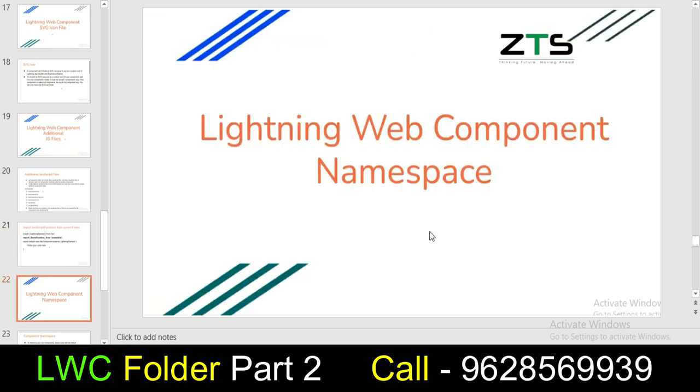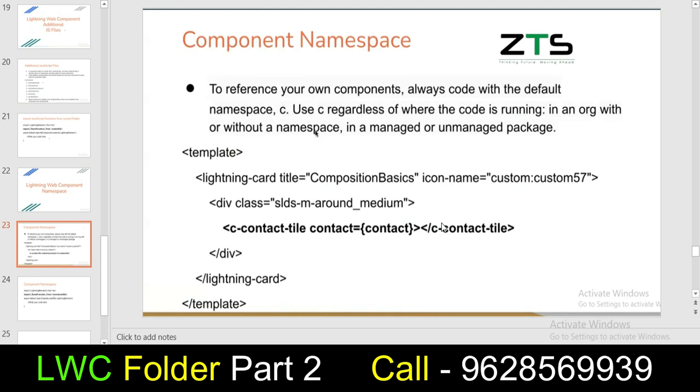Next one is lightning web component namespace. Use a component namespace to reference your own components. Always code with the default namespace, c. C is always the default namespace. Use c regardless of where the code is running, in an org with or without a namespace, in a managed or unmanaged package.